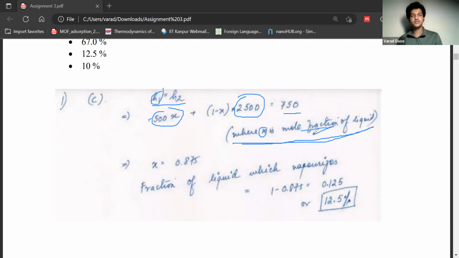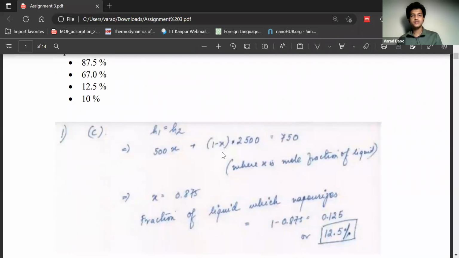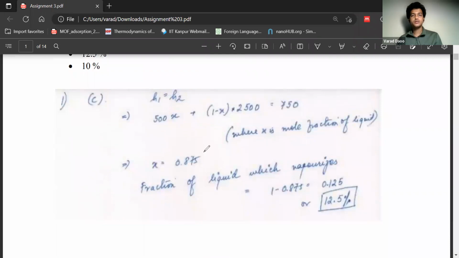Mole fraction or mass fraction? We know it is not mole fraction, it is mass fraction. Because here it has been mentioned kilojoule per kg. So that means this is mass fraction. And then if you just put in the value, you get that x is equal to 0.85.